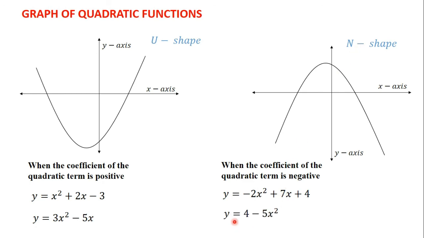Here is another example. y is equal to 4 minus 5x squared. The coefficient of the quadratic term is minus 5. It is negative. So the graph of the quadratic function will have an N shape.